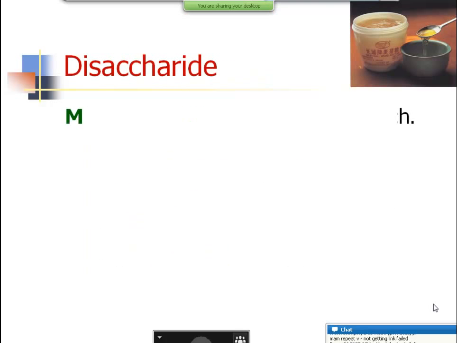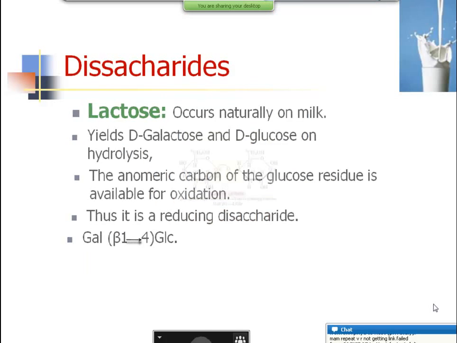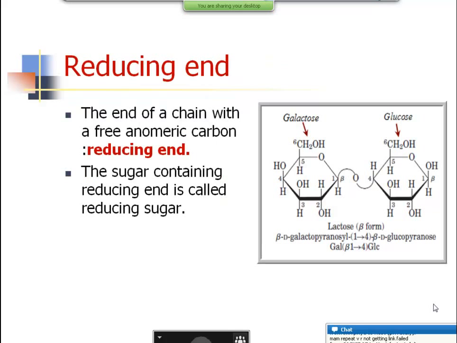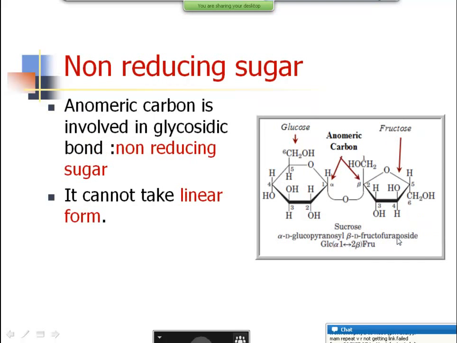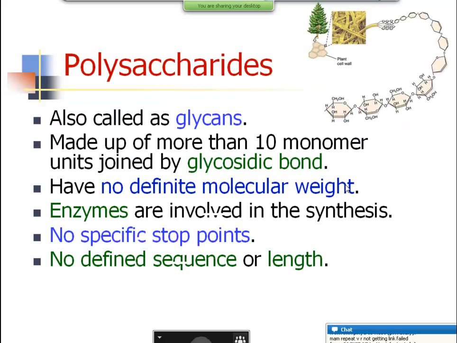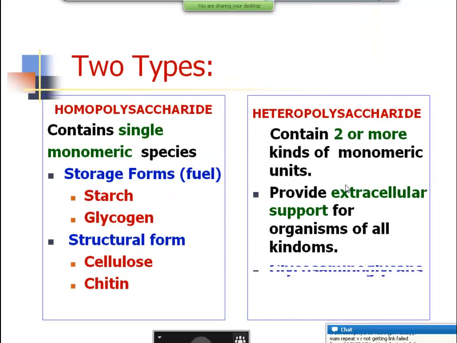Then we understood what a glycosidic bond is with respect to disaccharides, right? And we saw several examples of disaccharides, lactose and sucrose. We saw that in lactose the anomeric carbon atom is freely available, and that is why it is a reducing sugar, and in sucrose both the anomeric carbon atoms are involved in the glycosidic bond, and that's why it is a non-reducing sugar, right?